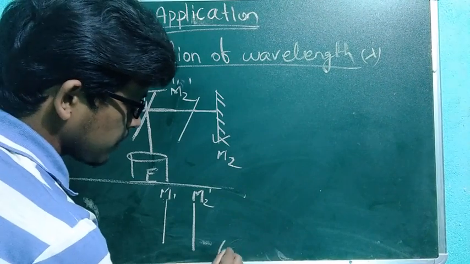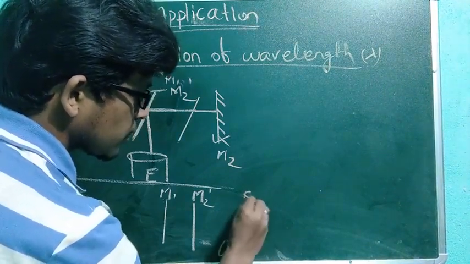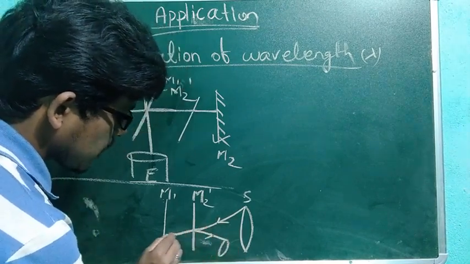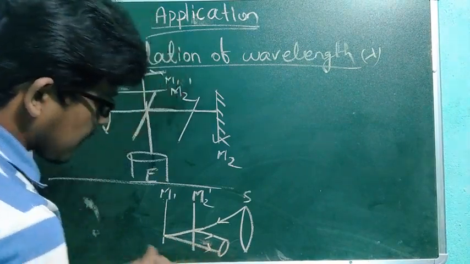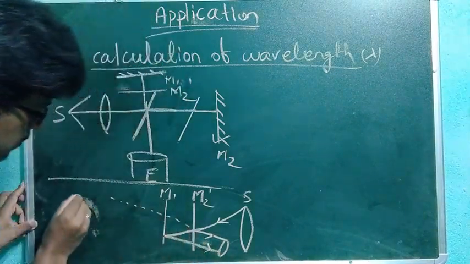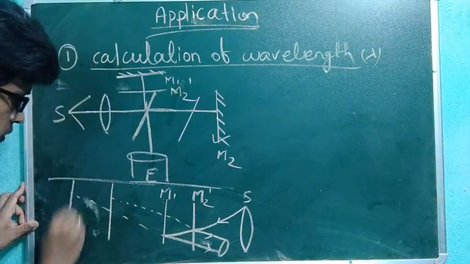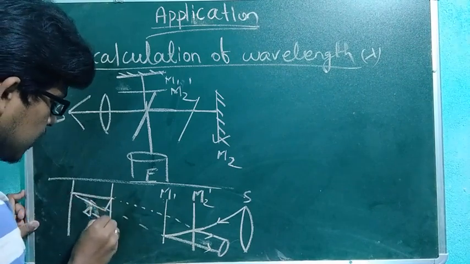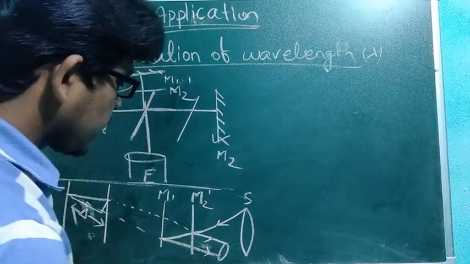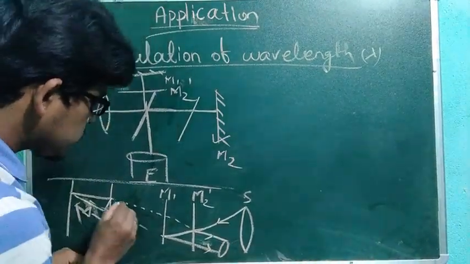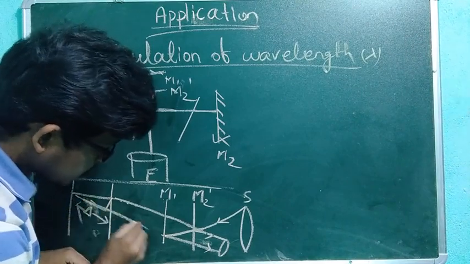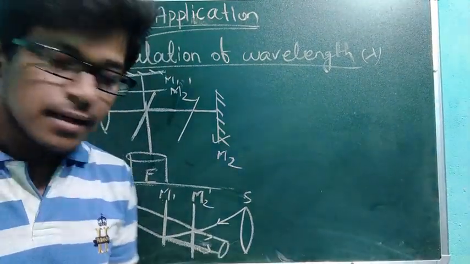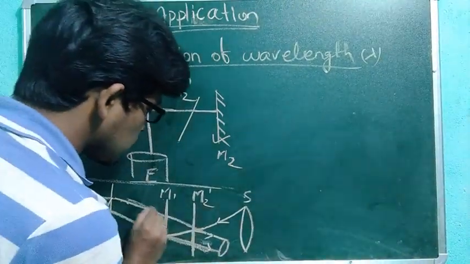These two, and my eyepiece here. Your source is here. The light is coming from the source and reflecting towards our eyepiece. The same way, this light will go this way and it will reflect again. I had extended this one. This is the path difference I had calculated in the last class. You are watching these two lines are parallel, because M1 and M2 dash are parallel. That's why the lines are coming as parallel.